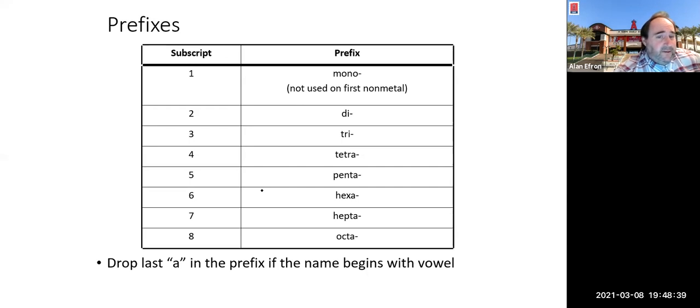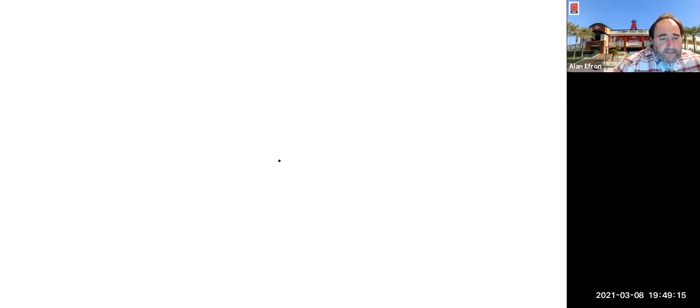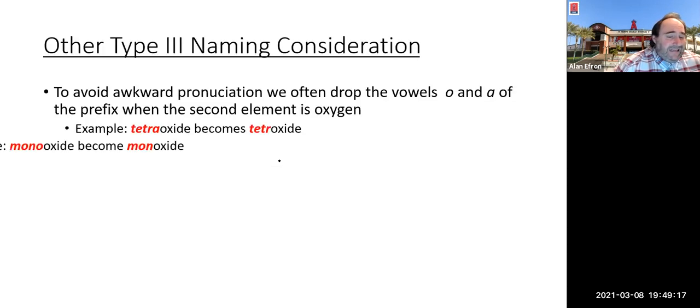So the good news is here, you don't have to worry about charges with these guys. You just got to pick the right prefix. So here's through 8. 9 is nona. 10 is deca. And again, sometimes we do drop that vowel off our prefix so that we don't end up with a weird, awkward spelling for a particular name. Again, the only real rule, other than that, is no mono on that first one, but absolutely can use it on the second one, or the second name. The second name, obviously, as we saw there, gets the IDE at the end of it.